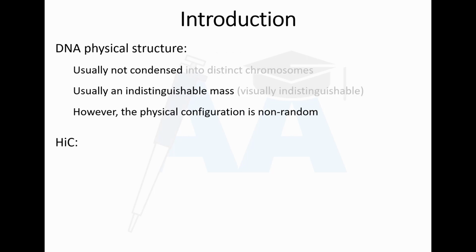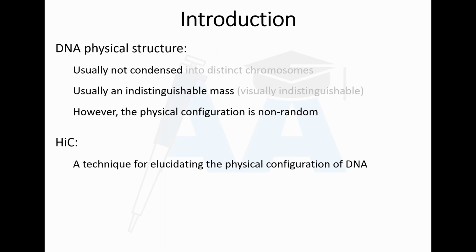Let's start with some background. DNA usually exists in an uncondensed state. That is to say, it's usually a visually indistinguishable mass of DNA rather than condensed, distinct chromosomes. However, just because it's visually indistinguishable does not mean it's random. There are biological factors which affect the physical configuration of uncondensed DNA, and HiC is a technique for figuring out that configuration.